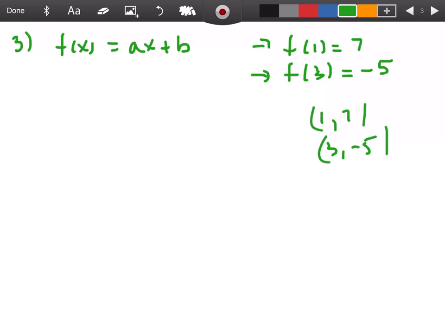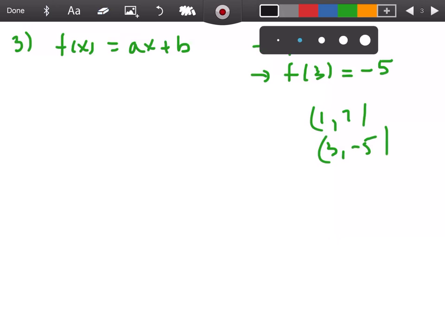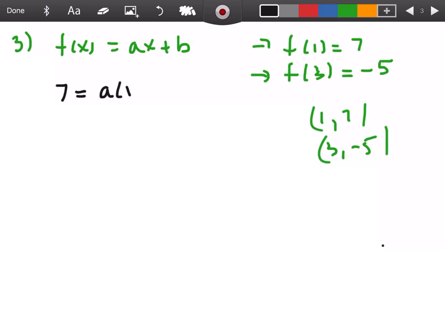But let's do it the way I think they're intending us to do it. You could plot those 2 points and then figure out the slope, but let's not do it that way. Let's create 2 equations. So you're going to say f of 1 is 7. When x is 1, y, which is f of 1, is 7. In other words, it's a times 1 plus b. So that's one equation. Do you see that? When you put 1 in for x, 7 comes out. And then when you put 3 in for x, -5 comes out.